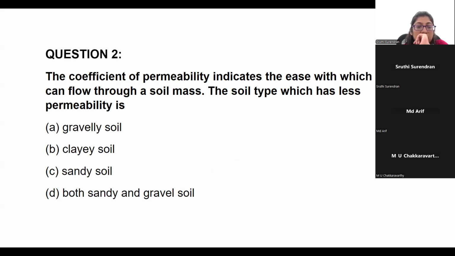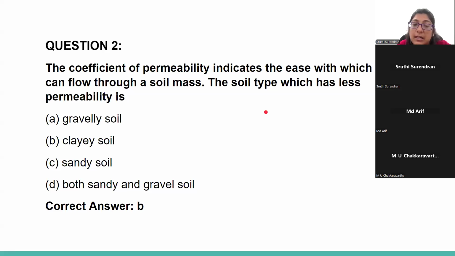Okay, so I don't see any more answers coming, so we'll move on. Like I said, it is the ease with which water can move through a particular type of soil. Gravelly soil, we know that water flows quite easily. Sandy soil also. Clay soil is one through which water flow is really difficult because it is nearly an impermeable material, and it is one material that forms the base of unconfined aquifers, and also the top layer of confined aquifers, because it is an impermeable material through which water flow is nearly not possible.